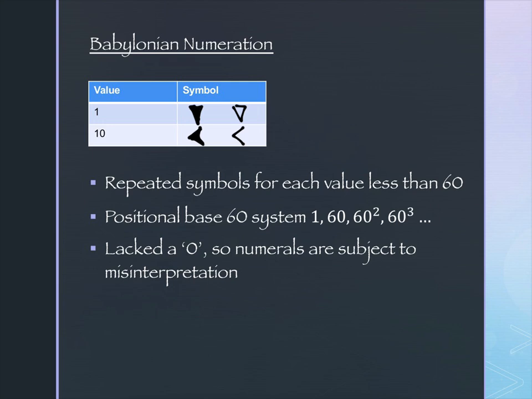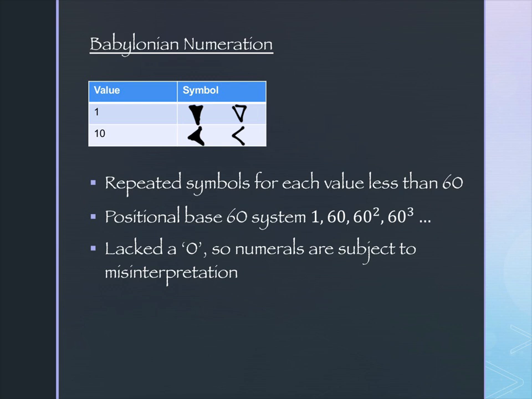Well, they do repeat symbols for numbers less than 60. So if they wanted 55, they do 5 of the 10s, so 5 arrowheads, and then 5 of the triangles. If the number is less than 60, it's just repetition of symbols, just like the Egyptians used. But if the number is bigger than 60, they use a positional base system, and their base is the number 60. You see traces of Babylonian stuff in a couple of places in your everyday life where we do use base 60.